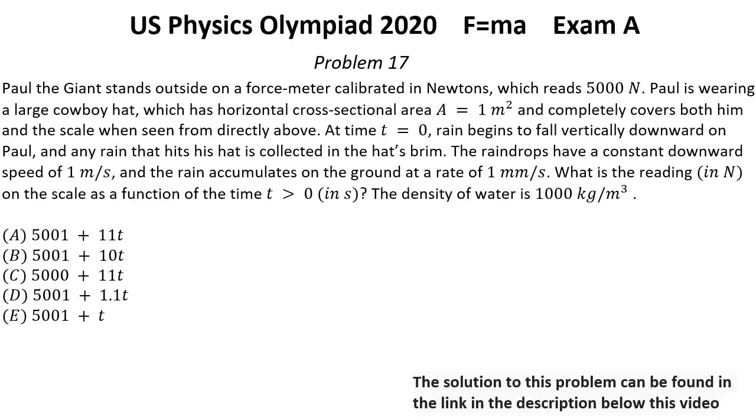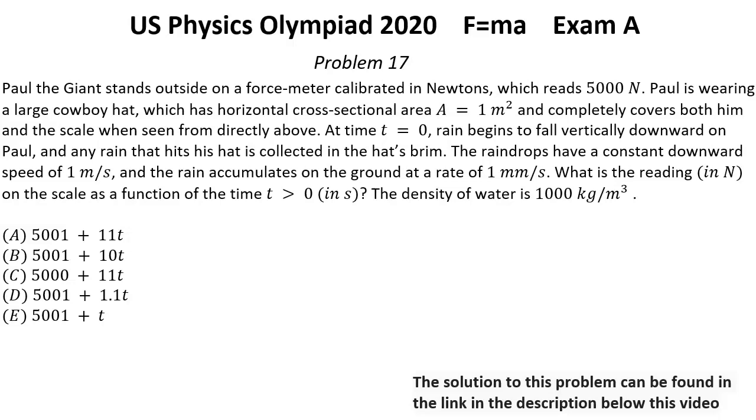Problem number 17. Paul the giant stands outside on a force meter calibrated in newtons, which reads 5000 newtons. Paul is wearing a large cowboy hat, which has horizontal cross-sectional area A equal to 1 square meter, and completely covers both him and the scale when seen from directly above.